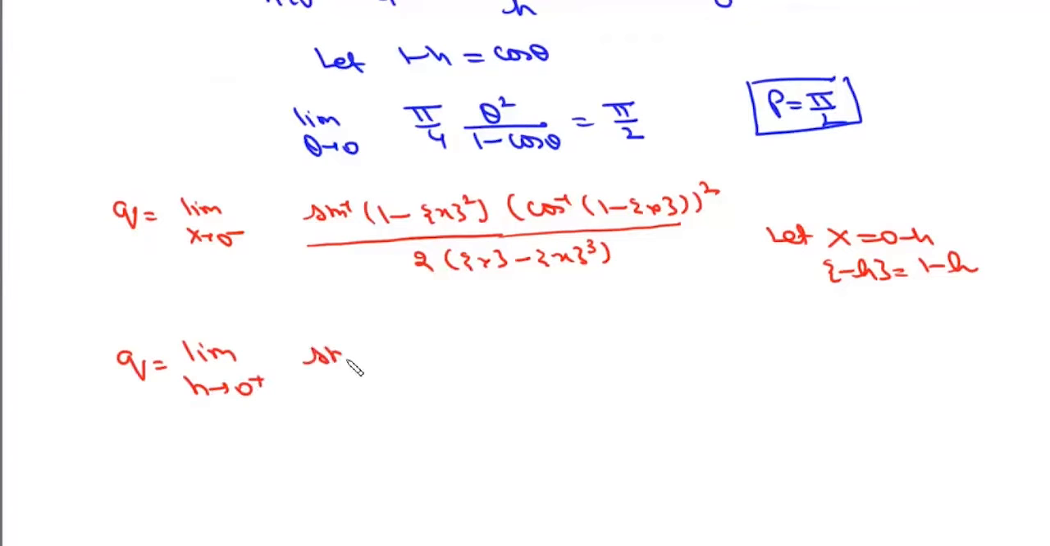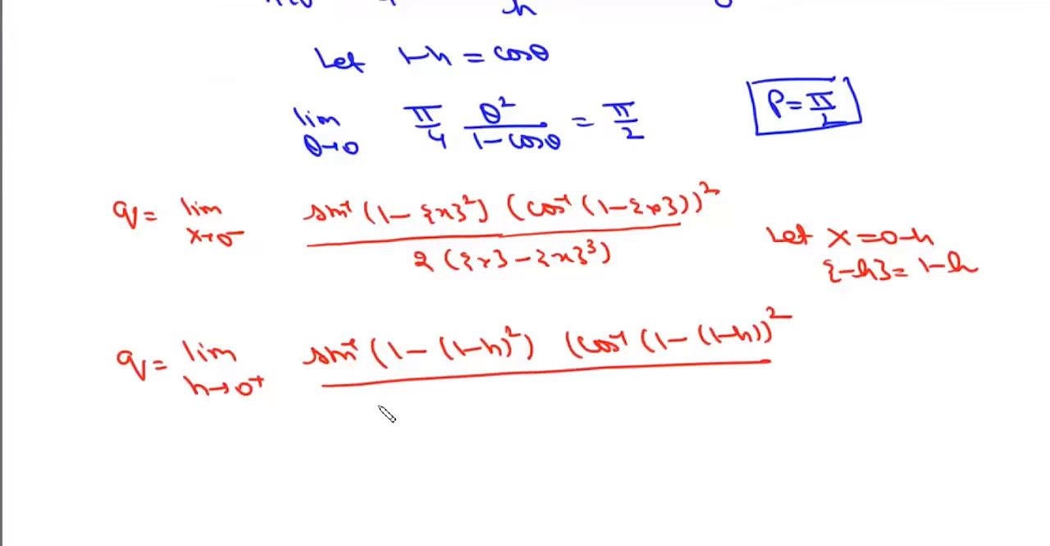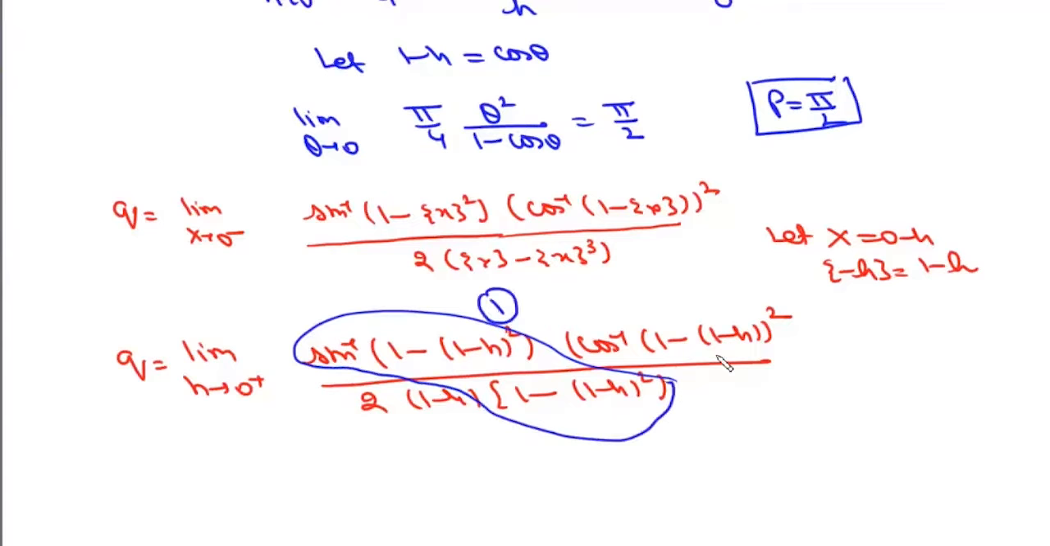h tends to 0 positive, and it will be this sine inverse 1 minus, and it will be this 1 minus h whole square. Here it will be cos inverse 1 minus h whole square. Here it will be 2 into, we'll take 1 minus h common, and then it will be 1 minus h whole square. Now this is 0 upon 0 form, sine inverse 1 minus h square. So it will be this one, and here we have cos 0, and cos 90 is 0. So it will be this pi by 2 square and into 2. So it will be this pi square by 8. So we have p equals pi by 2 and q equals pi square by 8.